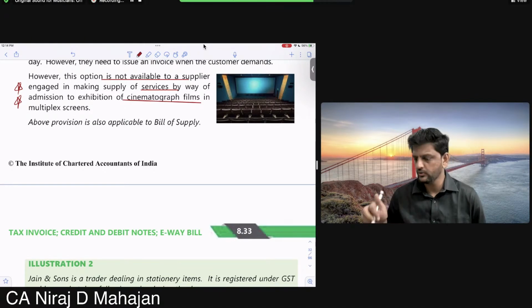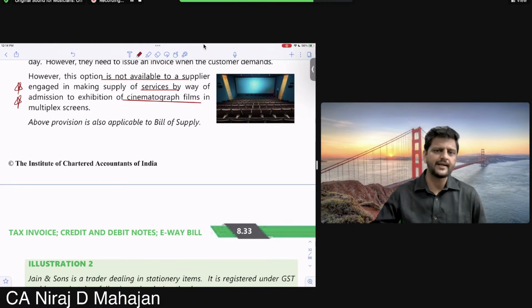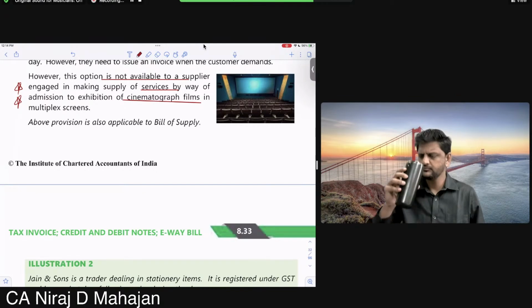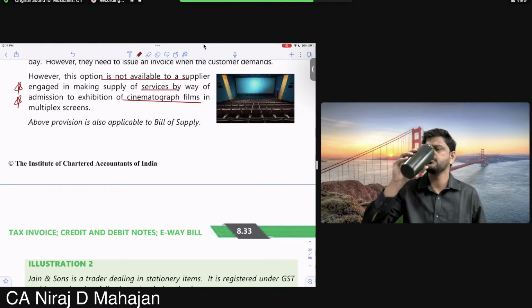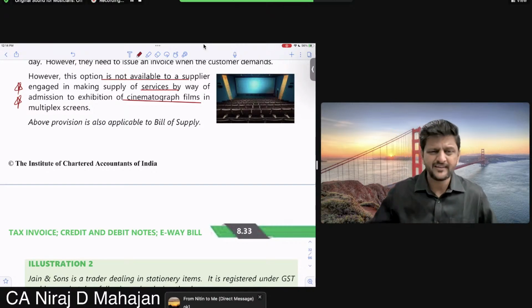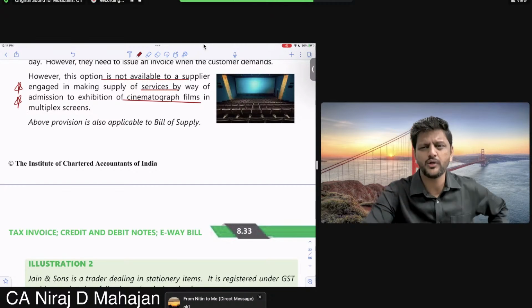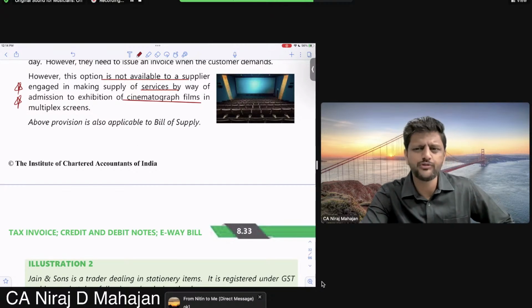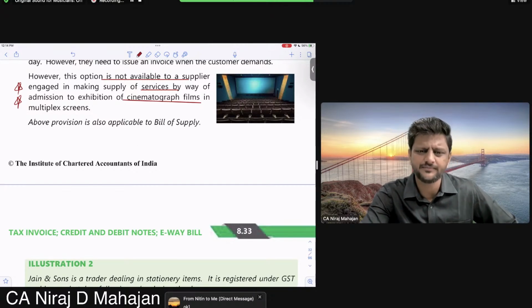I hope you know when you buy a ticket, you are paying taxes on that. And that also on movies, but I think it depends on the movie ticket rate. Up to 250 and above 250, I think. Let me just check.